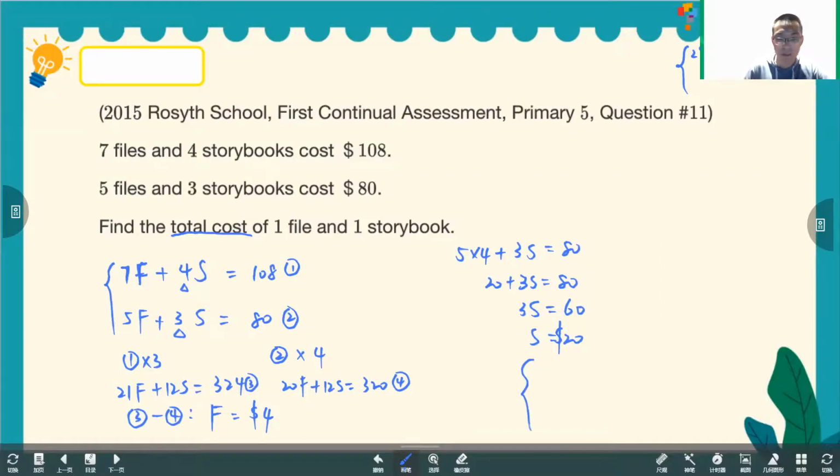So, oops, sorry, I shouldn't write it in this way. We're looking for the total cost of 1 file and 1 storybook. So S plus F is $24. Okay. Congratulations to everyone who got 24. You got it correct. Hooray. Good job. Hooray.